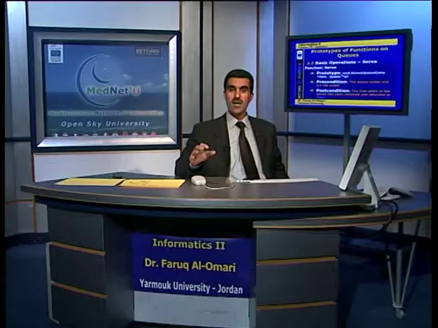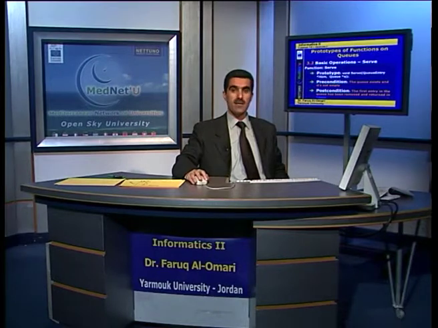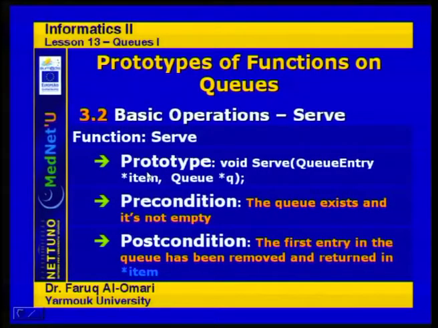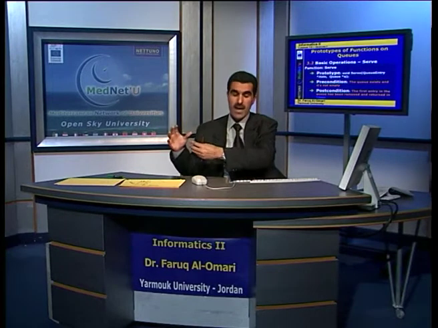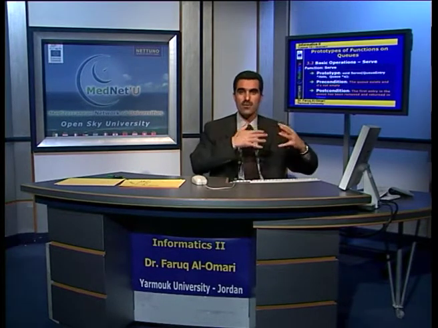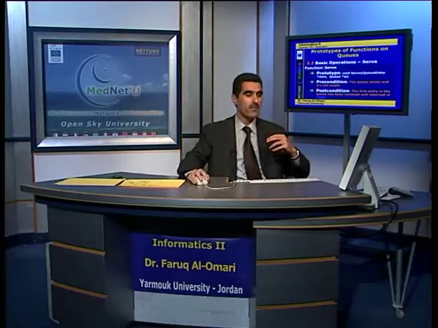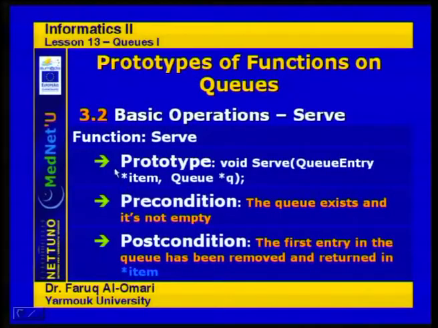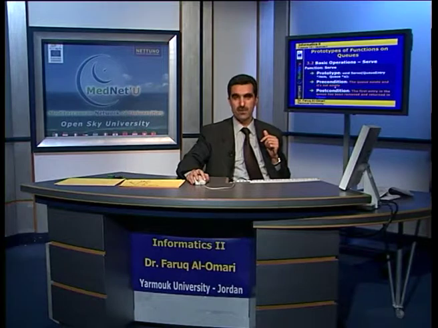However, this time, item is going to be changed. Basically, I'm going to take something from the queue and place it in item. So the value of item is going to be changed. That's why I'm passing a pointer to item rather than item itself. And of course, the second parameter is the queue from which I'm going to retrieve this item. Okay? Again, the precondition is that the queue exists to start with, and that this queue is not empty. Otherwise, I'm going to have an underflow.